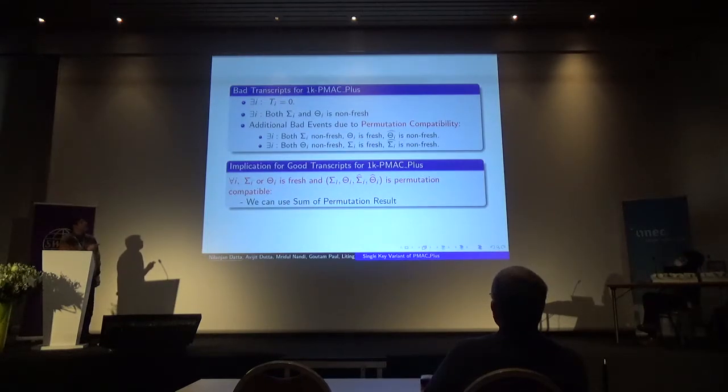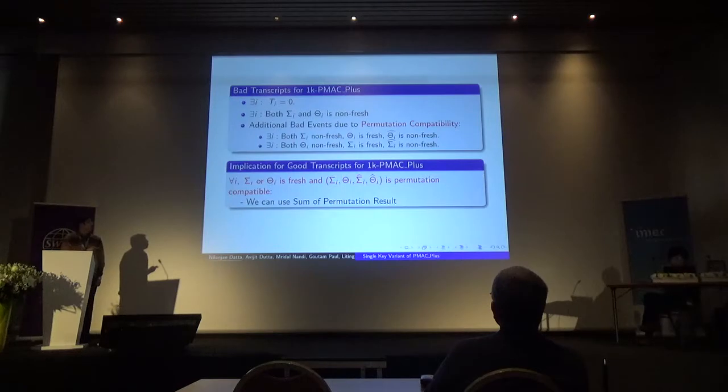Some additional bad transcripts also appear due to permutation compatibilities. Say sigma is non-fresh but theta is fresh, however that theta I hat is non-fresh. So this actually gives the permutation compatibility issue. And similarly, if theta is non-fresh and sigma is fresh, but somehow through other messages this sigma I hat becomes non-fresh, then this is actually the problem.